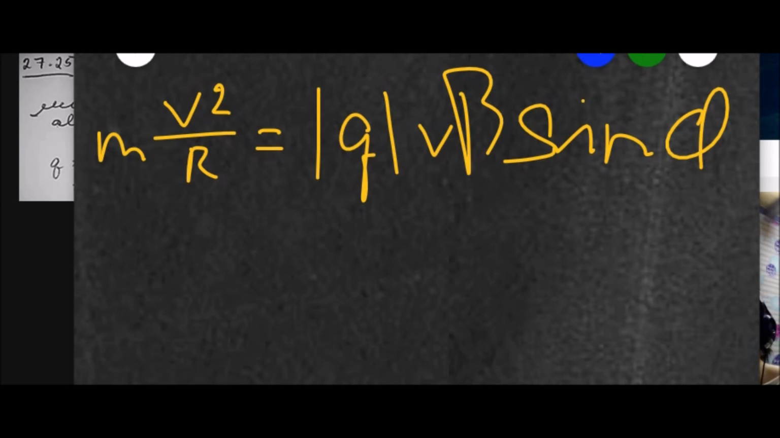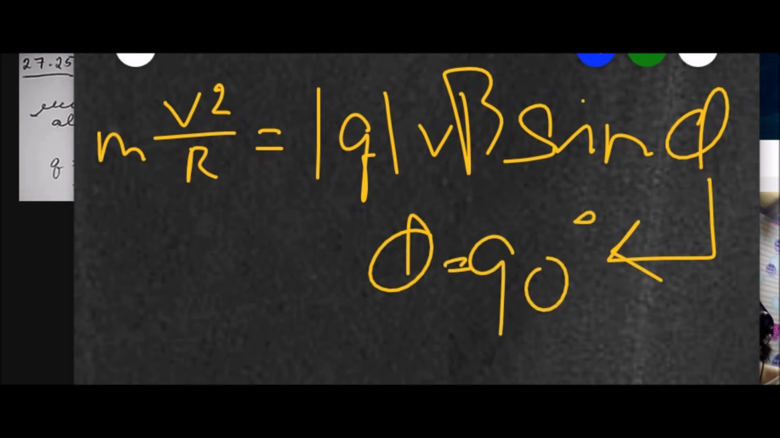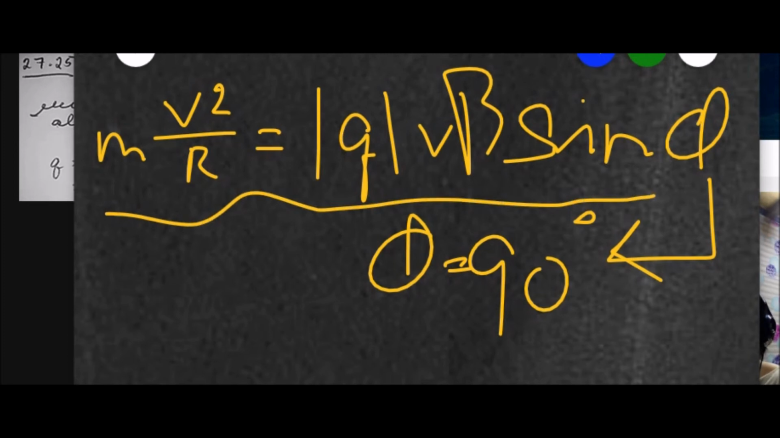Given that phi is 90 degrees, because remember we want the B. Through evaluation, write it on your paper, please, and transposing, through derivation, we can say that B is equal to mv over qr.